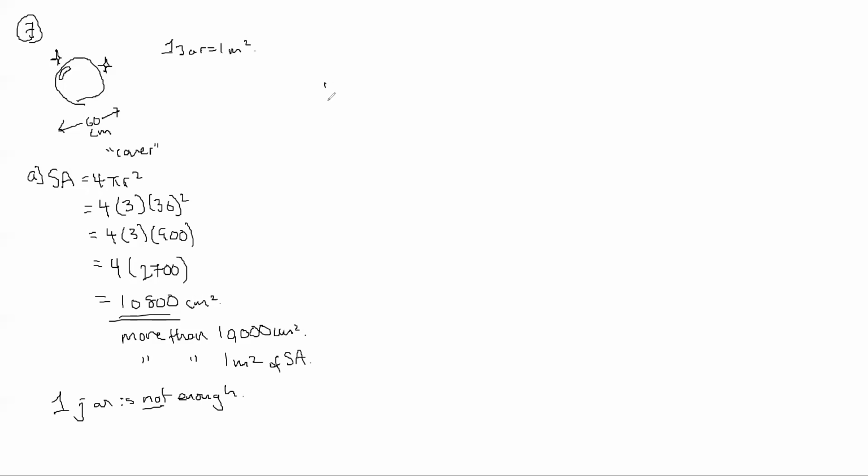That's estimating. B, so let's actually calculate the real value to the nearest square centimeter. 4 pi r squared. That is 11,309.733, which is approximately 11,310 centimeters squared. How accurate? Let's see. Was your estimate reasonable?